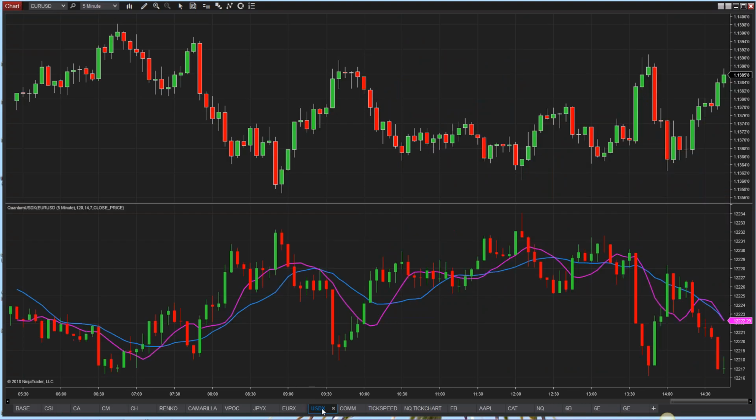Just head over to, this is the dollar index. Just bear with me a moment.